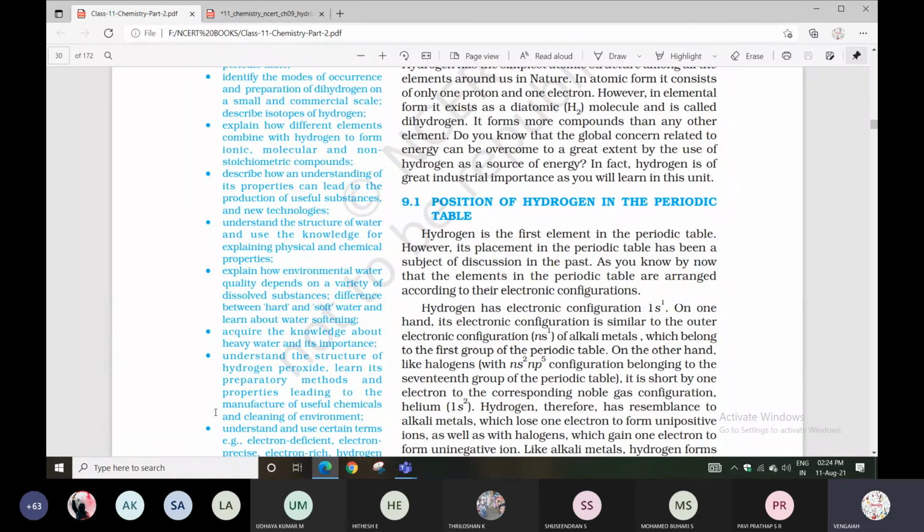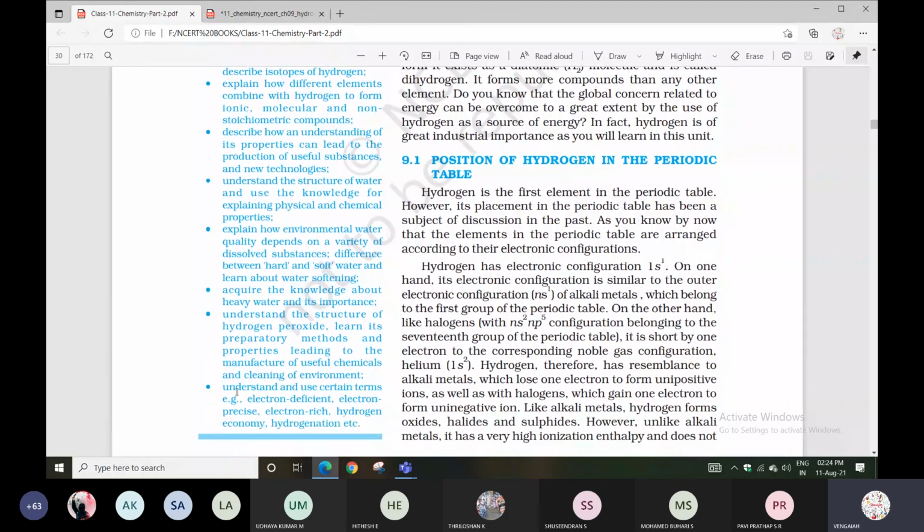Next one is understand the structure of hydrogen peroxide and learn its preparations, properties and manufacturing also. Next one is understand and use certain terms: electron deficient, electron precise, and electron rich, hydrogen economy and hydrogenation, etc. Okay? These things we studied in this chapter.